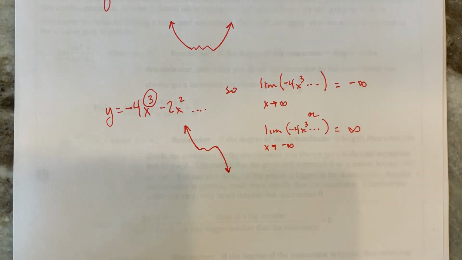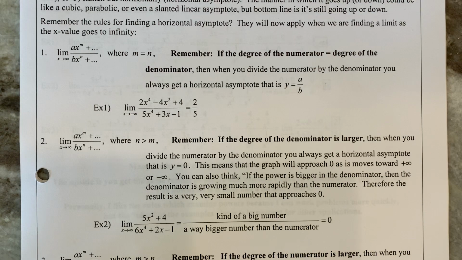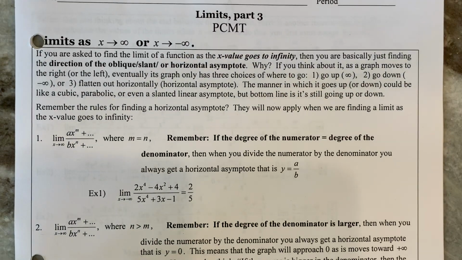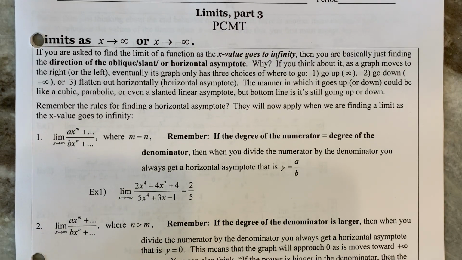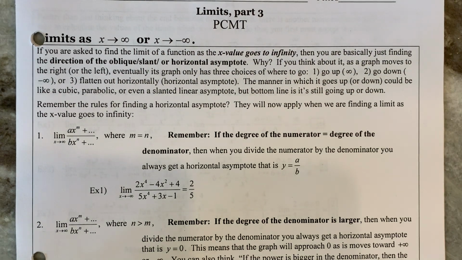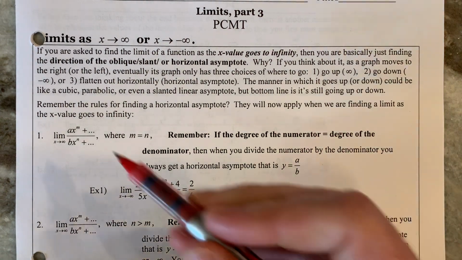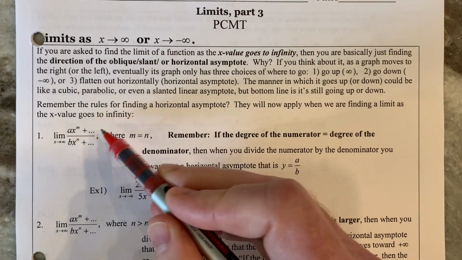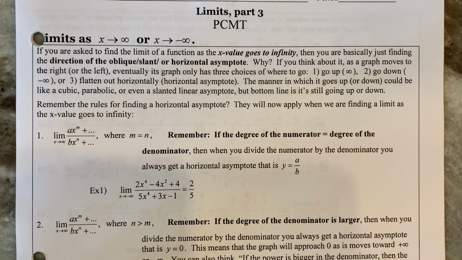Now, polynomials are pretty straightforward. What's not as straightforward are rational functions. So that's what we're going to focus on a lot. Now, you do know some things about rational functions. And again, rational functions look like polynomials over polynomials. By the way, I'm on page 15 in the book. You'll see Limits Part 3 at the top.